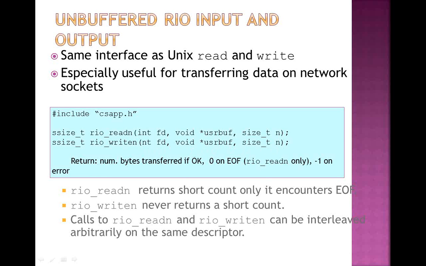What is the return value? That is the number of bytes transferred if okay, 0 on end of file. It returns 0 whenever the pointer reaches the end of the file, and -1 on error. So it gives 0 whenever there is an end of file, gives -1 whenever there is an error, and gives the number of bytes if the code is okay.